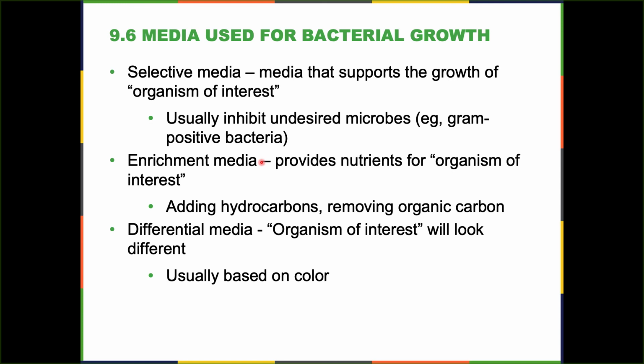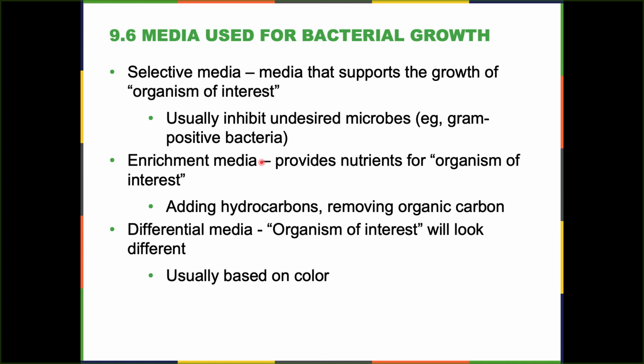A selective medium is one that supports the growth of what we call our quote-unquote organism of interest. So basically, we have a certain organism. For example, let's say I only want to look at gram-positive bacteria. So we can make a medium that will kill gram-negative bacteria, or inhibit them by maybe digesting their LPS, or maybe by digesting outer membranes. All of a sudden now gram-negative bacteria cannot grow, which of course means that only gram-positives are going to grow. So we're selecting for some microbe that we want to grow.